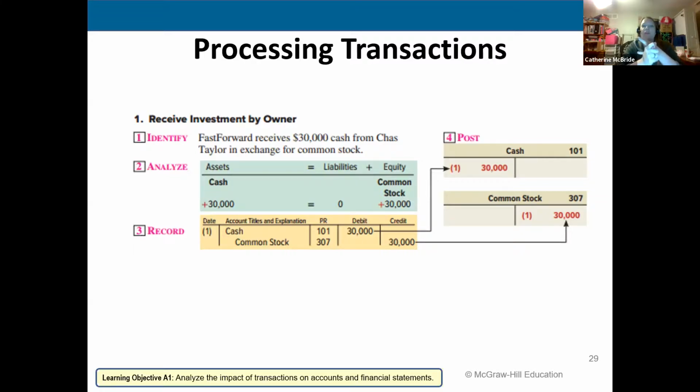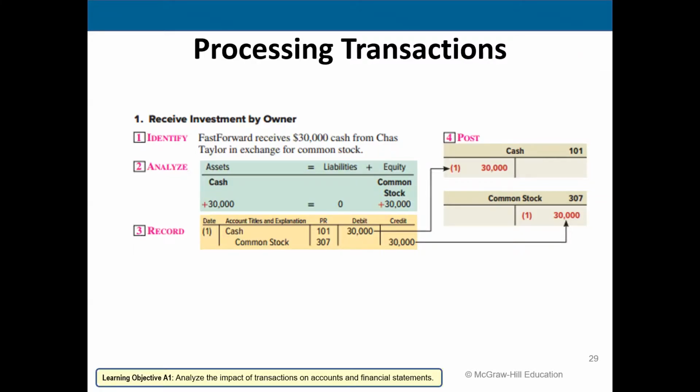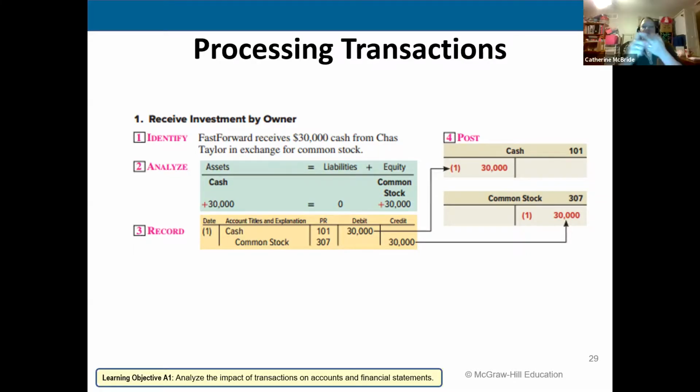Did each account increase or decrease? Thank you. So number 1 is what happened. Put it in your own words. You think you understand it, but when you try to put it in your own words, sometimes you realize you don't.